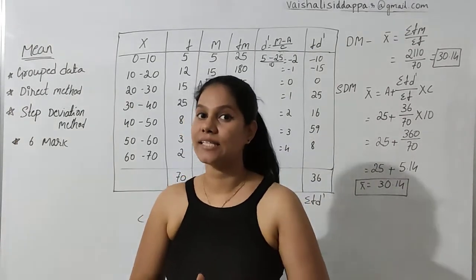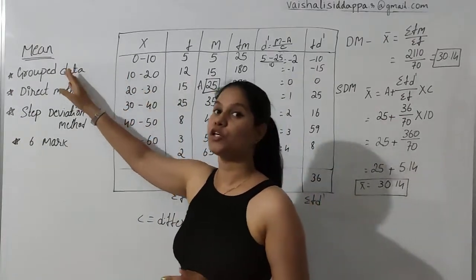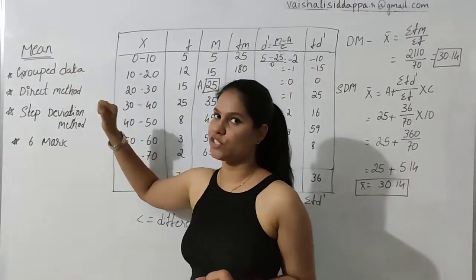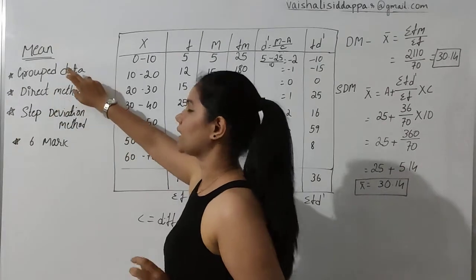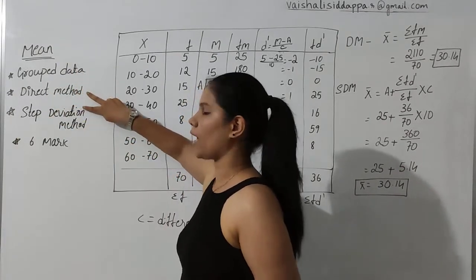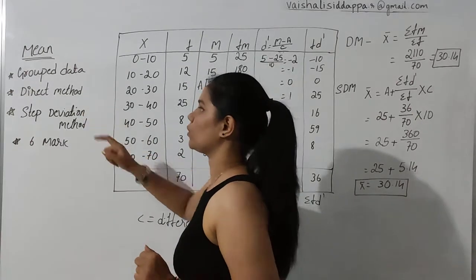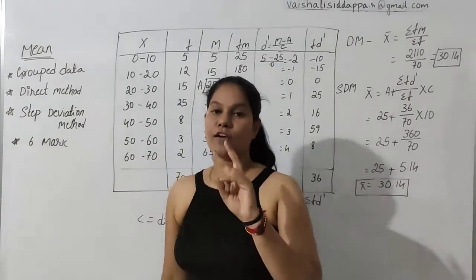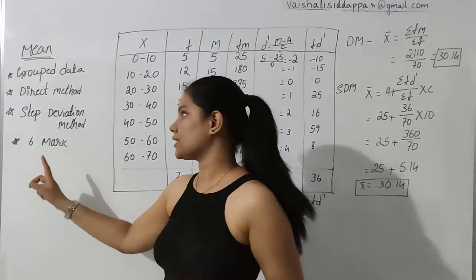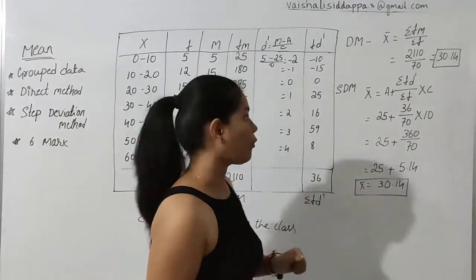Today's class is about the mean of grouped data, the continuous series. In the continuous series we're going to solve using two different methods. One is the direct method, and another one is the step deviation method. If you do both the methods, you're going to get the 6 marks in the board exam.